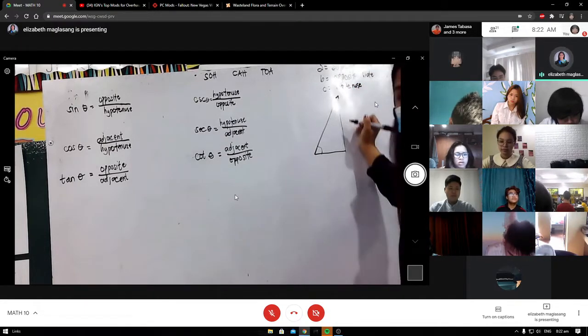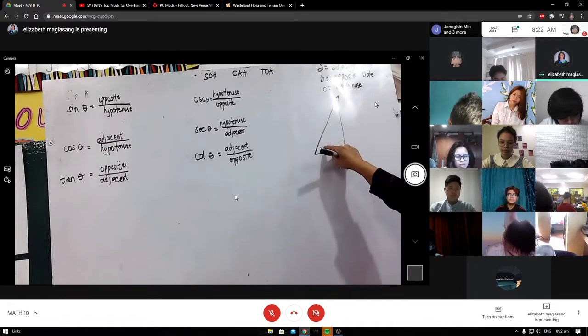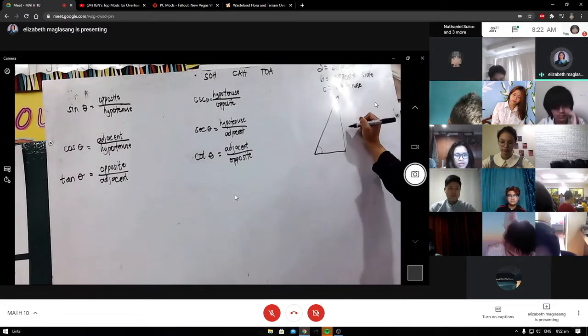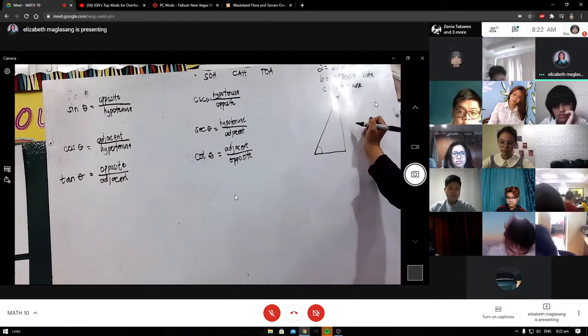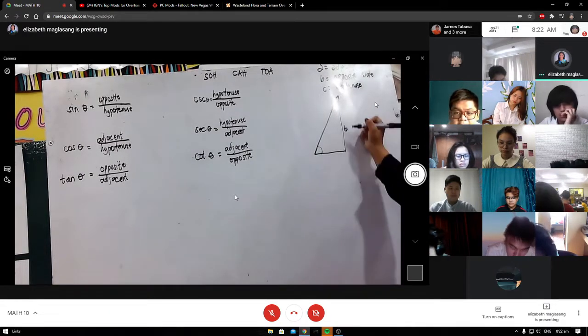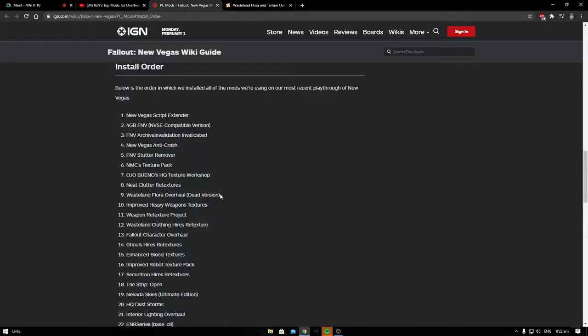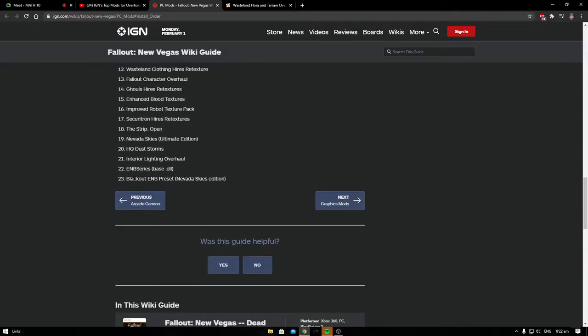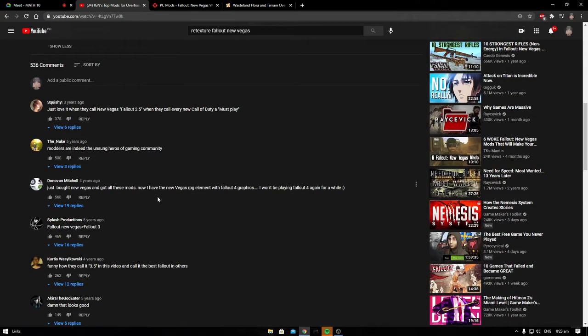Okay, if we have this triangle, the theta is here. What do you call this side? Opposite, or letter B. What about this one? Adjacent, or letter A. And this side is hypotenuse. What if the theta is here?